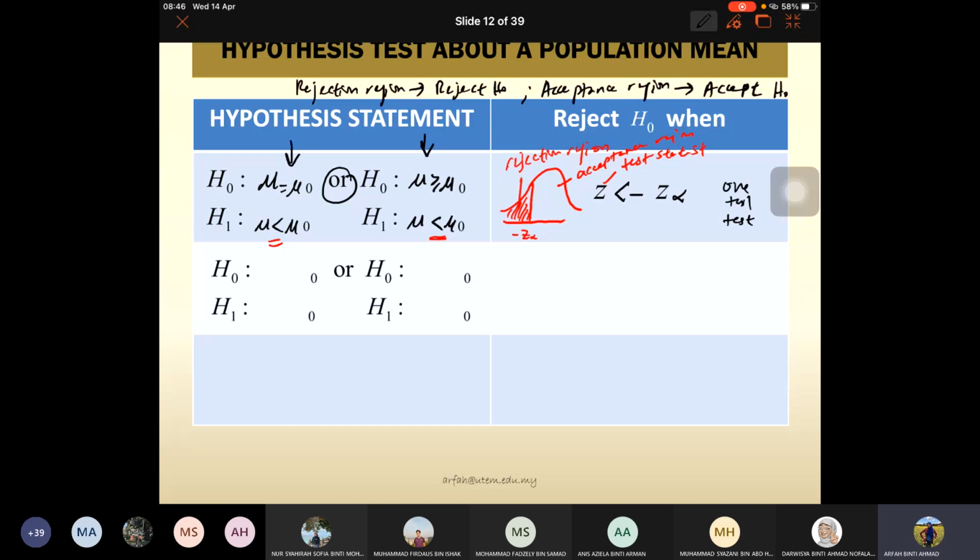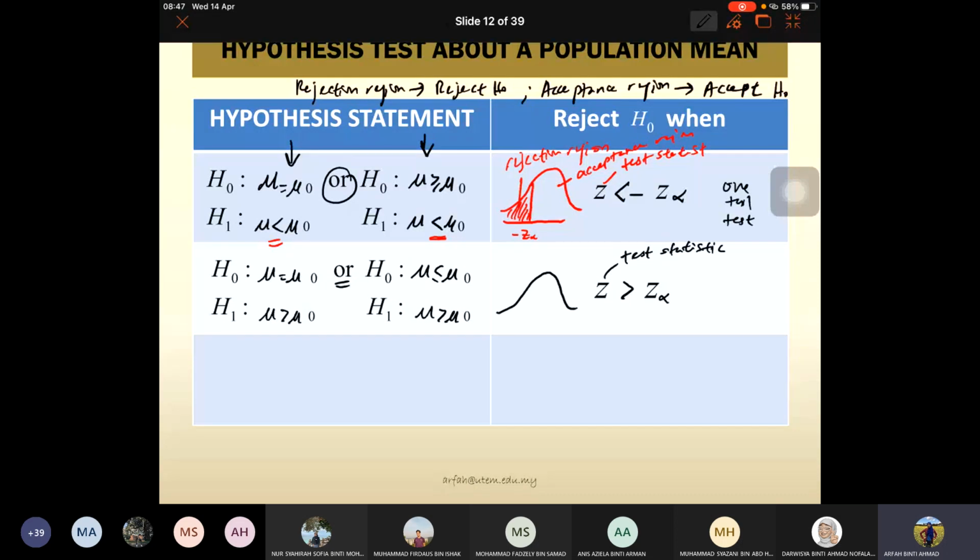Okay. So, for the next one you have the statement mu equal to mu naught or mu greater than mu naught, versus mu less than mu naught, and mu greater than mu naught. Okay. So this is the statement. You can write the first one or the second one. So this will also be a one tail test where you will reject if the test statistic Z is greater than positive Z alpha.